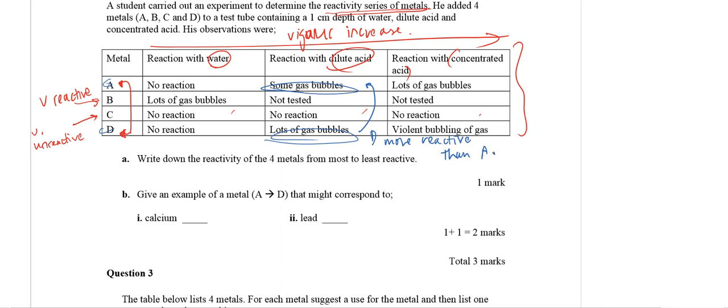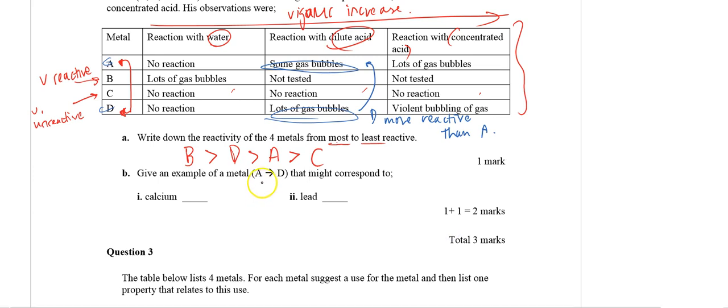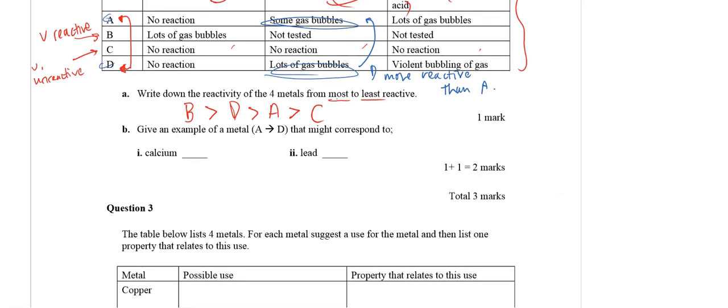Okay, and then we just need to order them in the first question. Write down the reactivity of 4 metals from most to least reactive. So the most reactive we established to be B, very reactive. B is more reactive than the next one, which is D. D is more reactive than A, and A is more reactive than C. Okay, now give an example of a metal for A to D that might correspond to calcium and lead. All right.